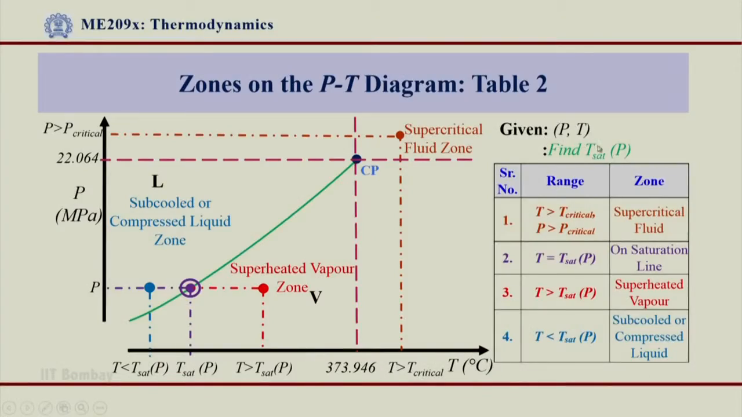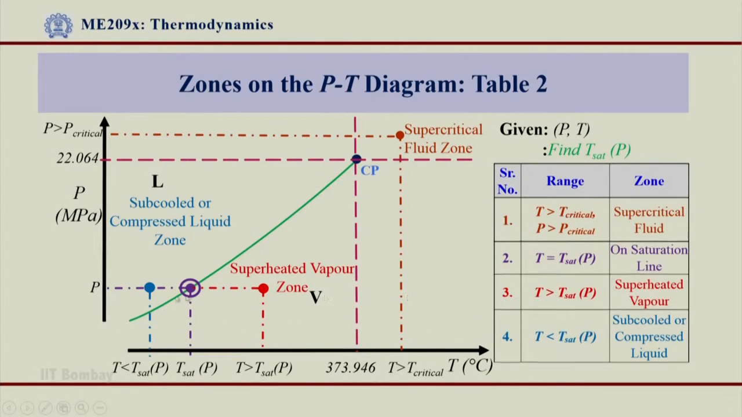As you know, in table 2 we have got pressure as a base now. For this pressure now find out T sat P, and for this T sat P you compare the given value of temperature. Alright. So, the first condition is same for supercritical fluid. If now this T, whatever T has been given, is equal to T sat P, we know that it is on saturation line on this LV line.